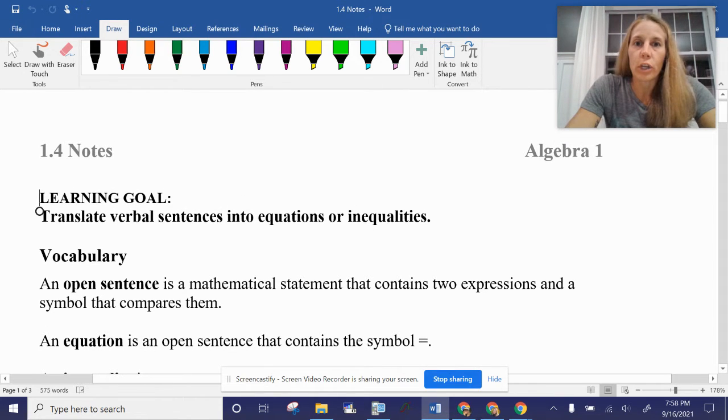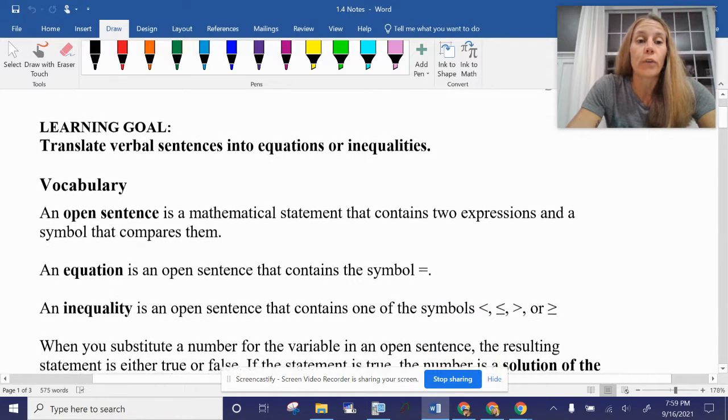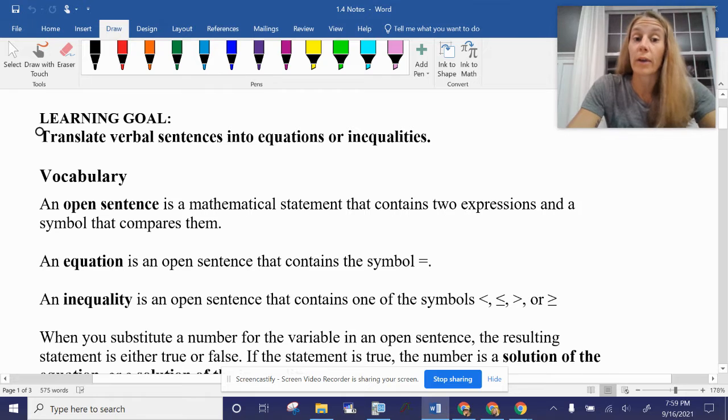So today we are going to go over lesson 1.4, which is translating verbal sentences into equations or inequalities. In the last section, we did some translation of verbal expressions into algebraic expressions. But today we're going to be adding in some symbols, such as the equal sign and inequality signs, which will now make these something called an open sentence in math.